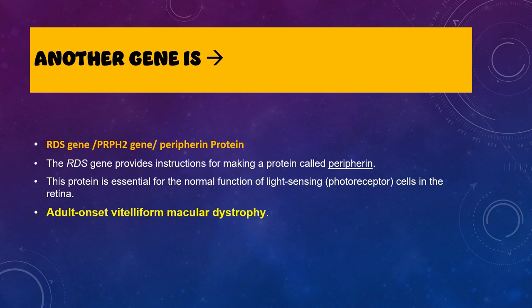Now, are there any other genes which can cause vitelliform disorders or vitelliform dystrophy? The answer is yes. Here the gene is the RDS gene, also known as the PRPH2 gene. It is called the PRPH2 gene because it actually codes for the protein peripherin, right? Now, as we know, the BEST1 gene was involved in the chloride conducting channels present in the basolateral aspect of the RPE cells.